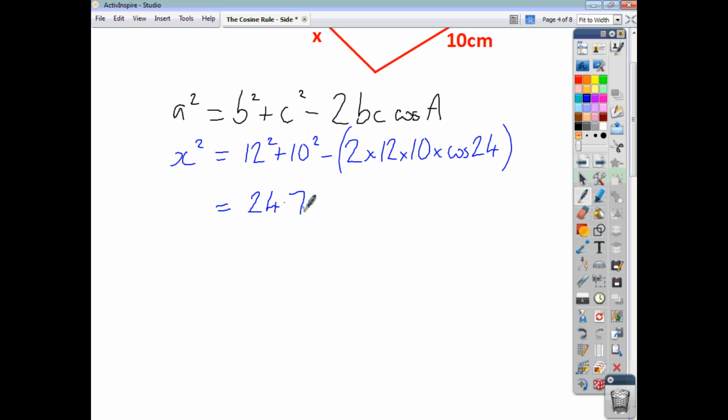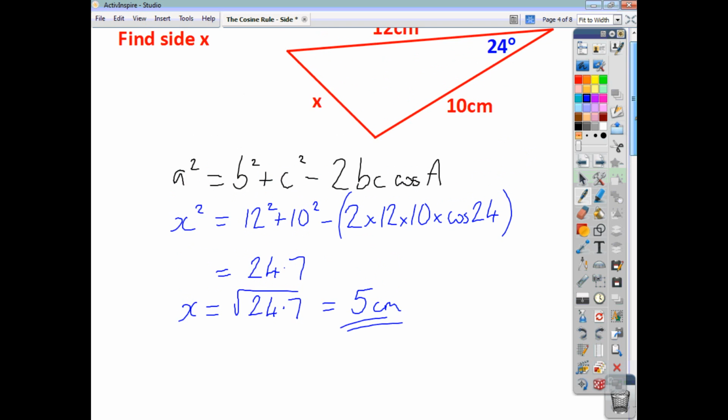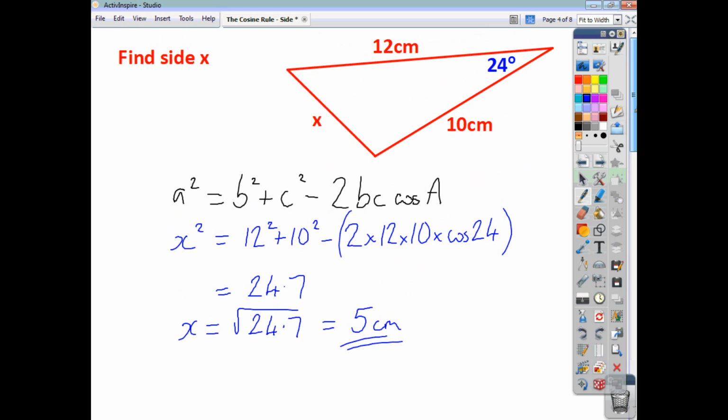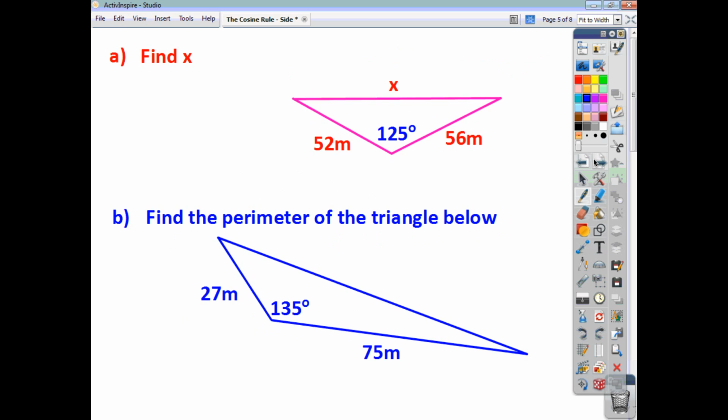24.7. You want x, so x is going to be the square root of all that, and x is going to be 5. And your units again, centimeters. And check to see if that all looks as if it's in proportion, and if we have a wee look, yes it does. So, see how you get on with these couple of questions yourselves.